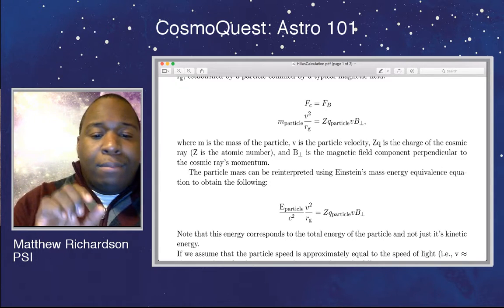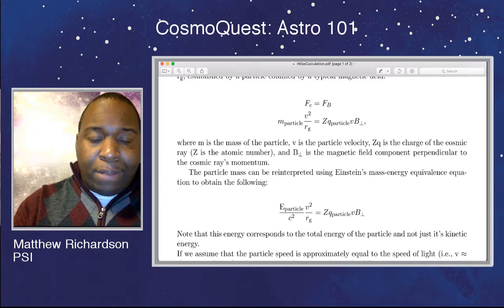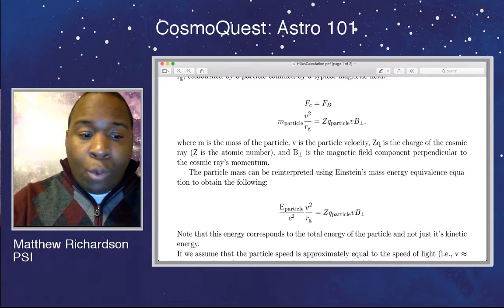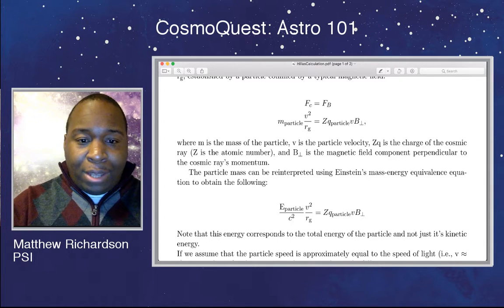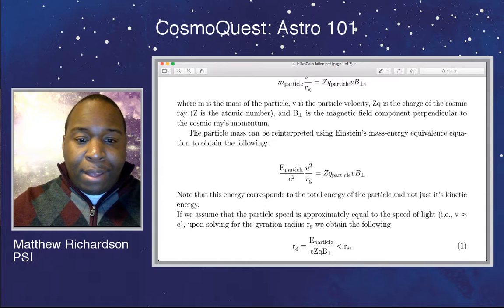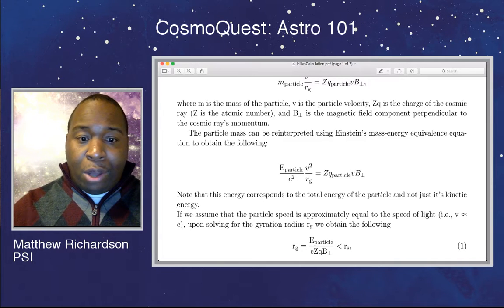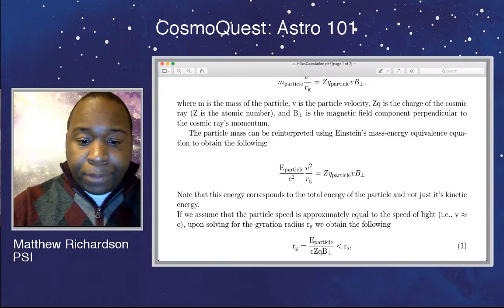Well, let me not say that actually. R sub g is actually just going to be the orbit that our particle is taking. Really, the only property right now that's related to the source itself is the magnetic field that's being generated by the source. We'll get to physical size in a minute. And so you'd want to take the equation as we see it here in terms of the energy, and solve for the orbit the particle is undergoing, given its energy and the magnetic field that it's in, as well as its charge.